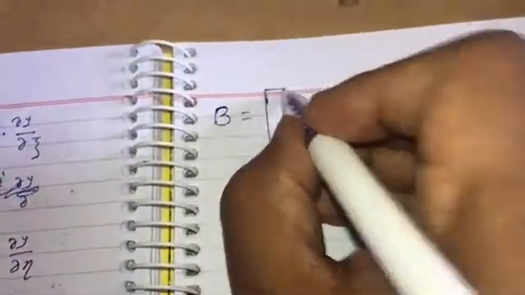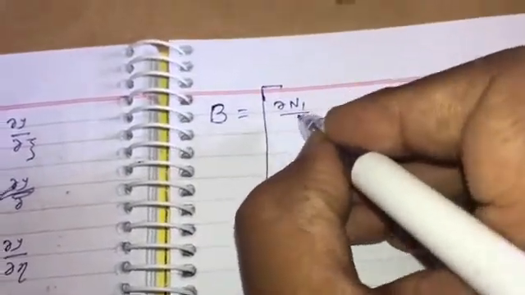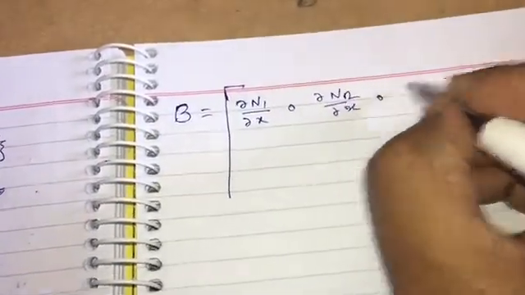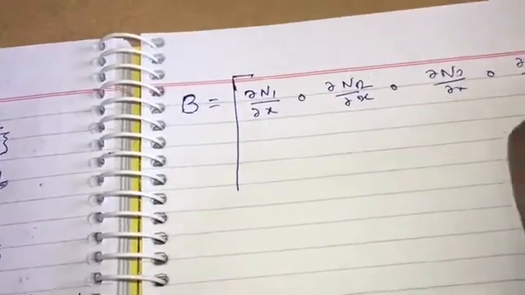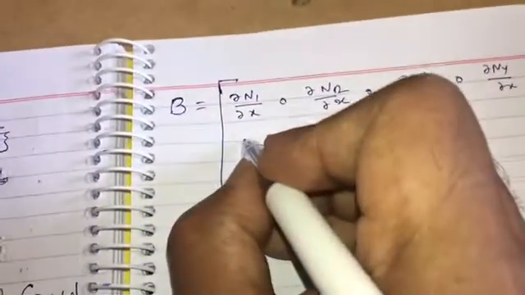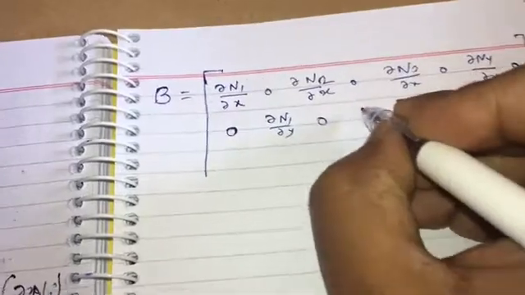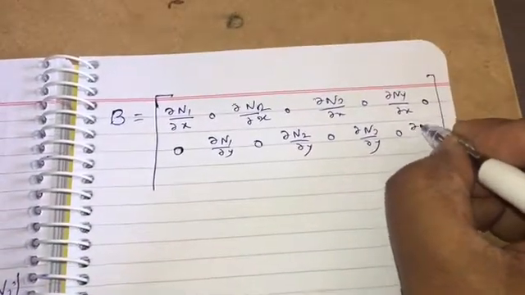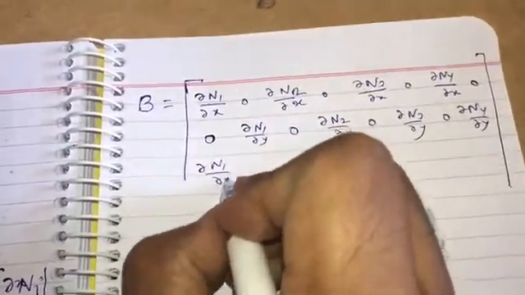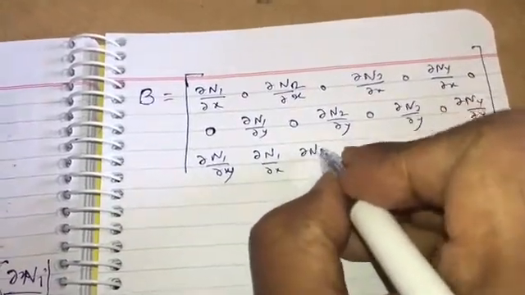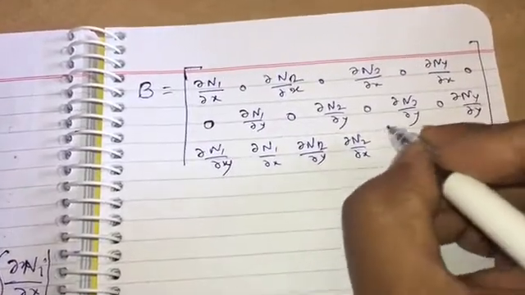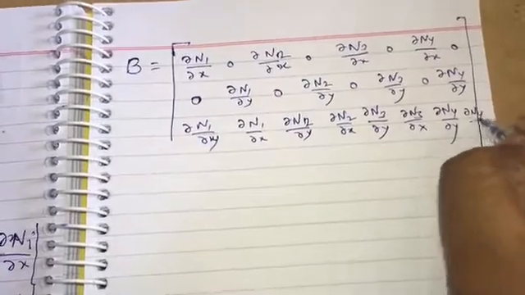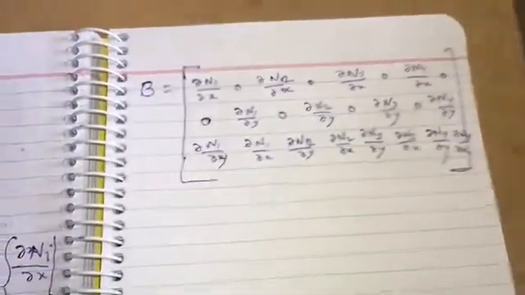We know that the B matrix has, we have seen several times today also, that this will have del n1 over del x, del n2 over del x, del n3 over del x, del n4 over del x, and here it will be 0, del n1 over del y, del n2 over del y, del n3 over del y, and del n4 over del y, and here del n1 over del y, del n1 over del x, del n2 over del y, del n2 over del x, del n3 over del y, del n3 over del x, del n4 over del y, del n4 over del x. Okay. So, this is what the B is.